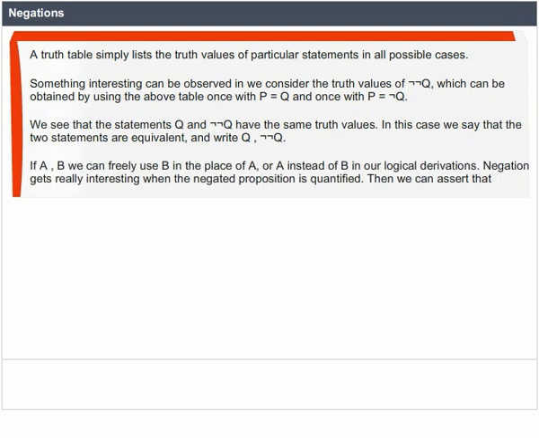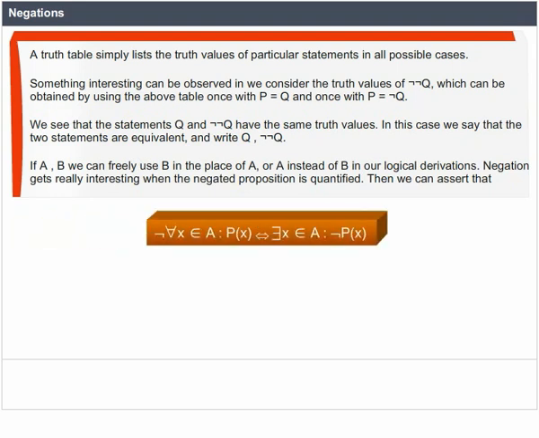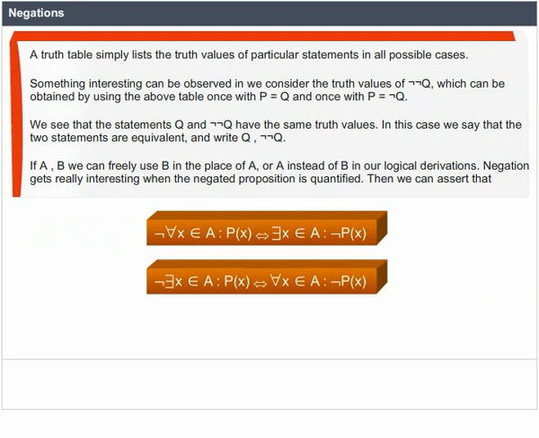If A is equivalent to B, we can freely use B in the place of A or A instead of B. In our logical derivations, negation gets really interesting when the negated proposition is quantified. Then we can assert that not for every x belongs to A, p of x, if and only if there exists x belongs to A, not p of x. And not there exists x belongs to A, p of x, if and only if for every x belongs to A, not p of x.